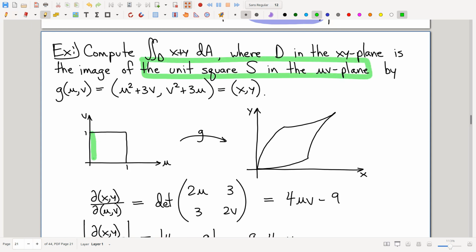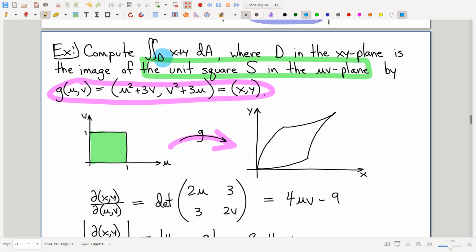We're going to start off with the unit square and the UV plane given. And then I'm going to imagine furthermore that I am given this change of variables function, right? And my domain for the integral that I'm actually interested in is the image. It's what comes out of that function.